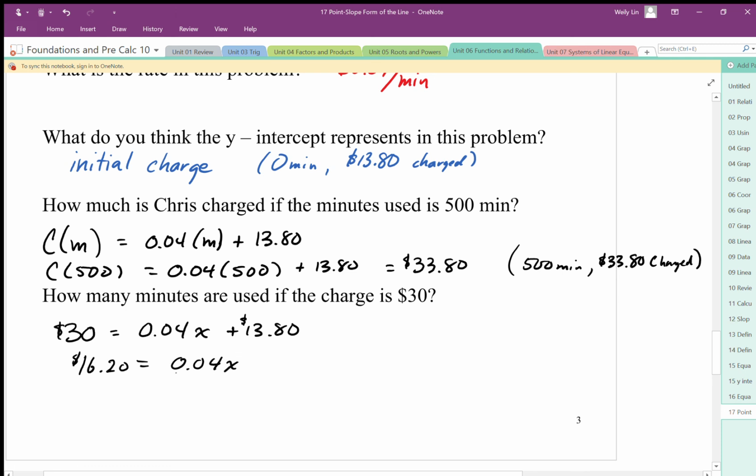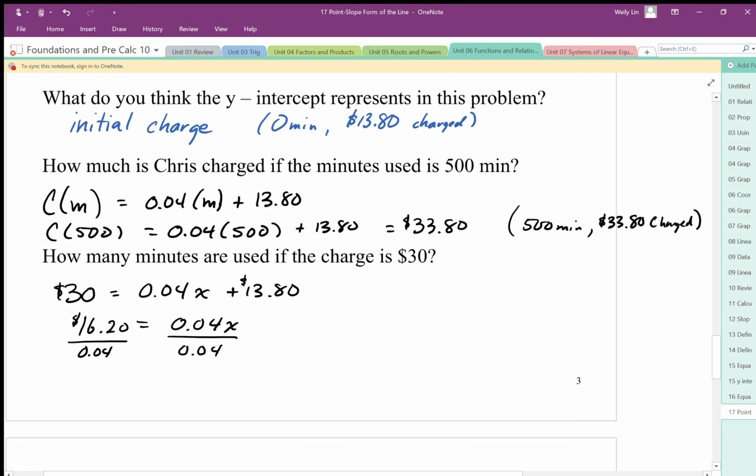If I want to find out the number of minutes, I can solve this equation by dividing by the 4 cents per minute. And I end up with the number of minutes working out to be 16.20 divided by 0.04, 4 cents a minute, and I end up with 405 minutes used. In this case, we were given the $30 charged, and we had to find out the 405 minutes used. And we did that by plugging in for y, solving for x.